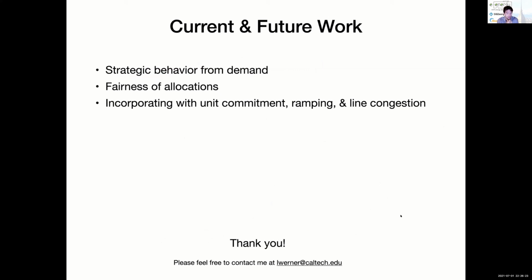So a few things that I haven't talked about are strategic behavior from demand and the fairness of the allocations between the demand and generation side. And finally, incorporating this demand side mechanism with more realistic components of the electricity markets like unit commitment, ramping constraints, and line congestion. These are all part of our ongoing work.